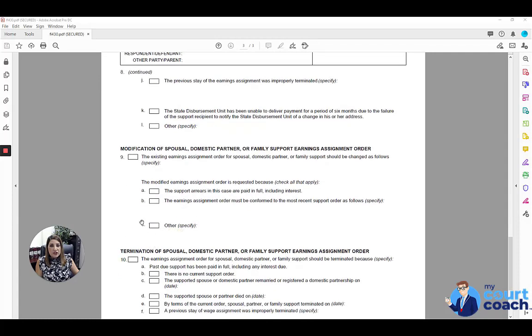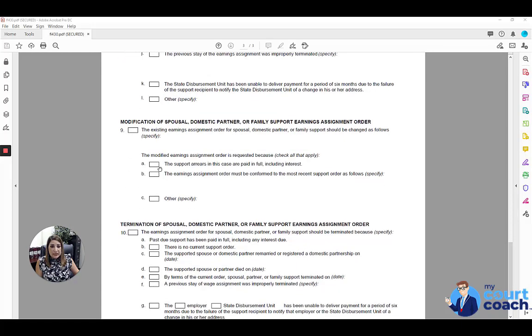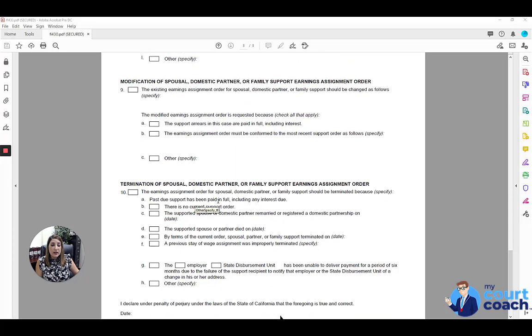So we just went over modification and termination of garnishments for child support. Now we're going to talk about spousal support or partner support, family support. So 9 deals with modification of spousal support. If you want to modify the existing spousal support order, then mark box 9 and explain the reasons why. And if it's because the support orders have been paid in full, including interest, mark 9A. If it's because the support order has been modified, mark box 9B. If there's another explanation, then mark box 9C and explain next to other what that reason is.